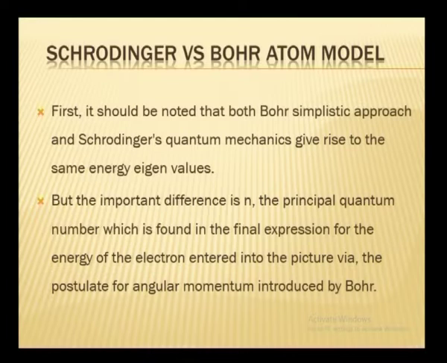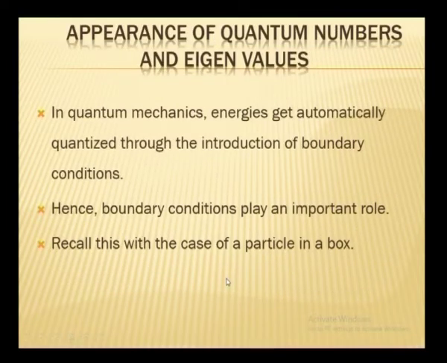Bohr said the electron should be revolving only in those orbits for which mvr should be equal to n h bar. It is a postulate. Postulates in physics or any subject should not be questioned, right? So, n enters via a postulate, but here in quantum mechanics n comes automatically through the boundary condition.